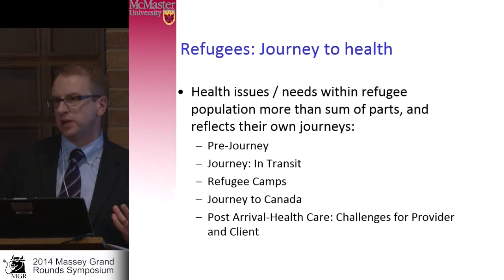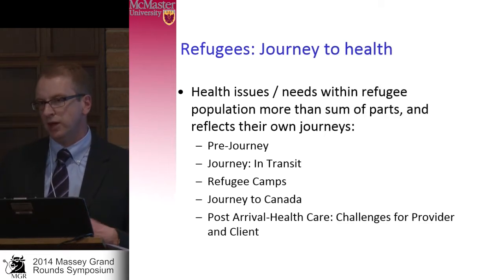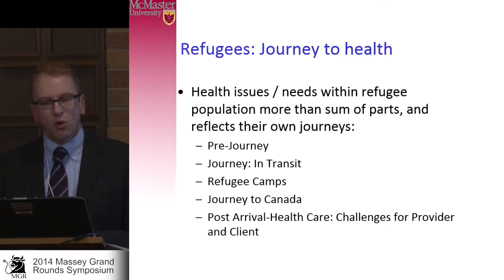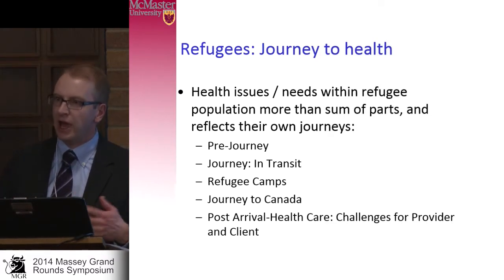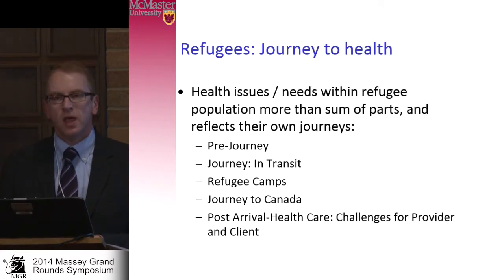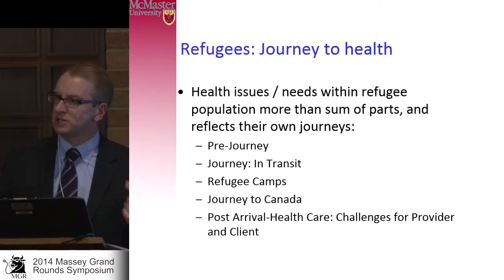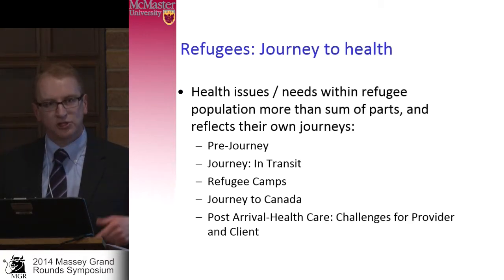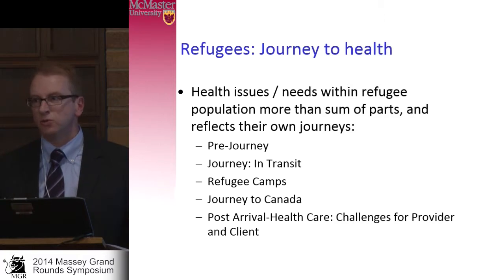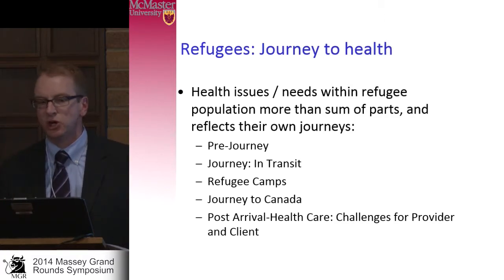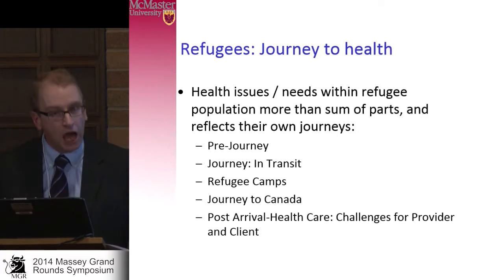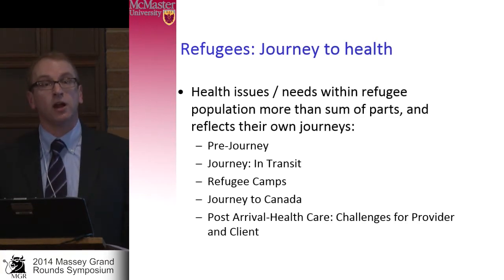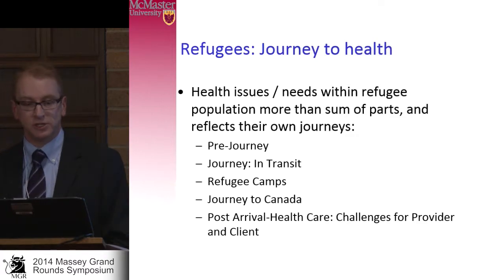Another issue that reflects the disparities that we see in their health reflects the journey to care, the journey to health and the journey to Canada that they've experienced. So their own health reflects really the sum of the different parts in terms of their history and their arrival here. And we could break that down. So what happened pre-journey? What happened to them in transit? What are their experiences? Have they lived in refugee camps? How long have they lived there? What sort of violence or what sort of living conditions were they under? Did they have access to care in those refugee camps, for example?